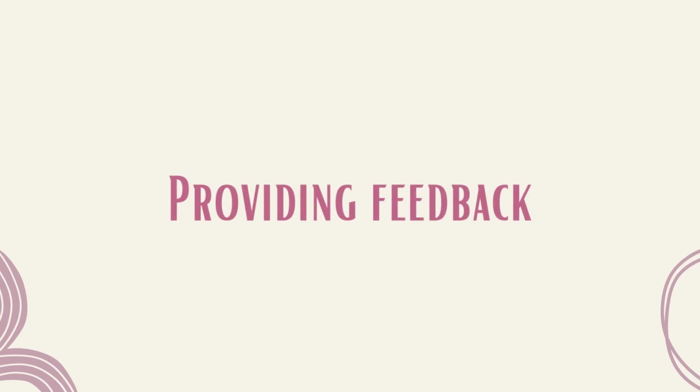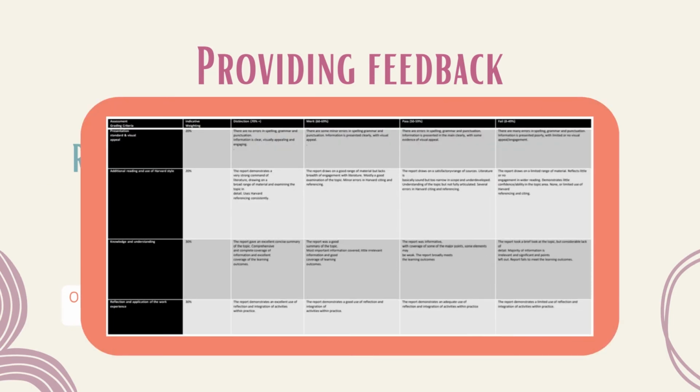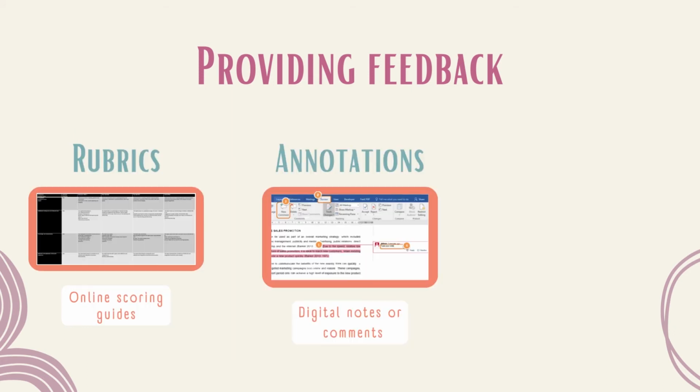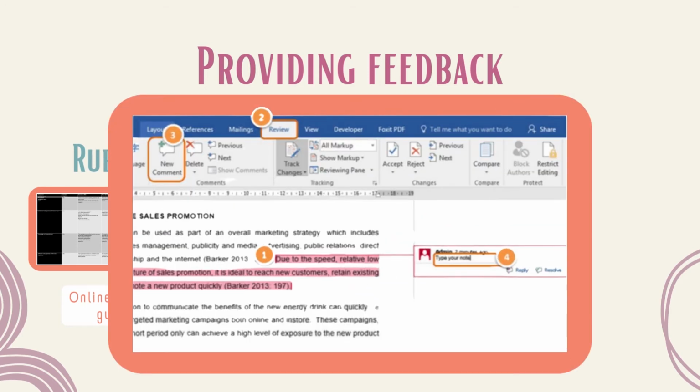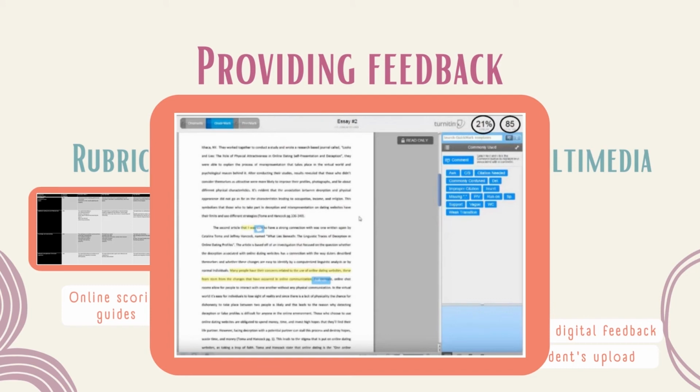And as mentioned before, providing feedback is a vital part in the learning experience. There are many different ways that technology can help with providing feedback. The first one is rubrics, which are online scoring guides to evaluate students' work. An example is given here. Another way could be annotations, which are notes or comments added digitally to assess assignments. There are also multimedia feedback tools like Turnitin, where students upload their assignments and you can provide feedback in that tool directly.